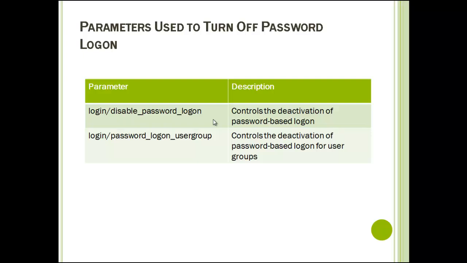However, in an emergency situation, or if you want to have exceptional users, then you can configure those users in the second parameter, login password logon group, using the parameter password underscore logon group. In this group you can specify the user group, so the users under this user group will be allowed to log in using the user ID and password. This parameter is only applicable if you are using SSO or single sign-on.